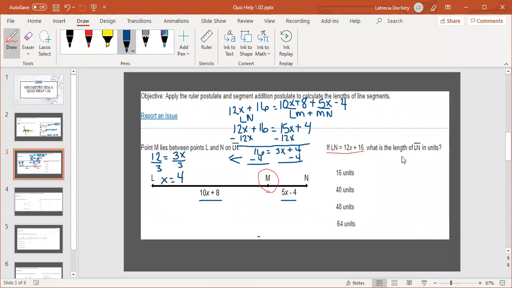Did they want to know x equals 4? No, that was not my question. The question was, what is the length of LN? I can either take 10x plus 8 plus 5x minus 4 and substitute in x, or I can simply take the LN right here, 12x plus 16 equals LN. I can substitute in 4 for my x. That gives me 48 plus 16, which gives me 64 units.